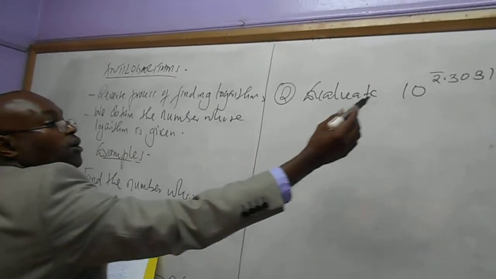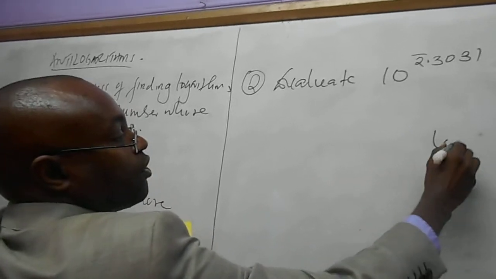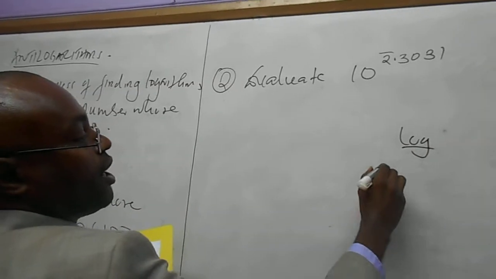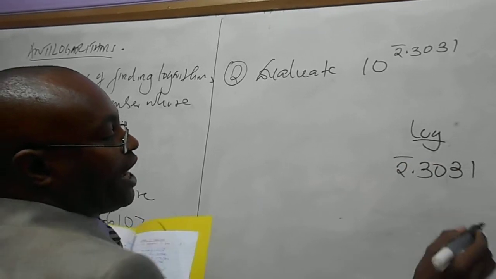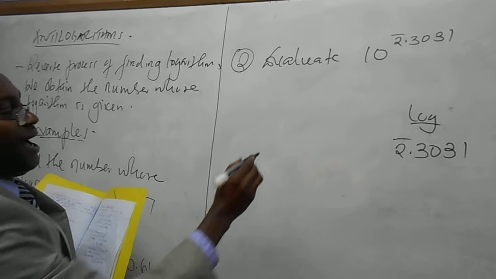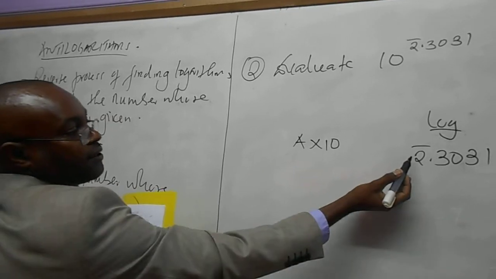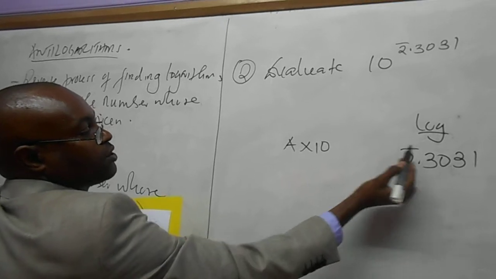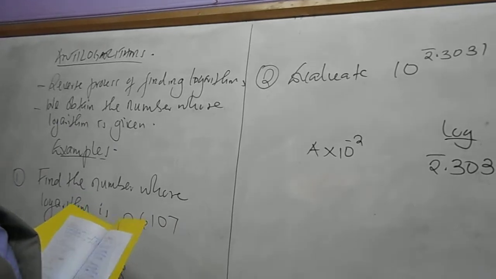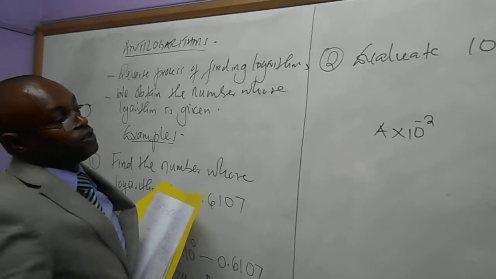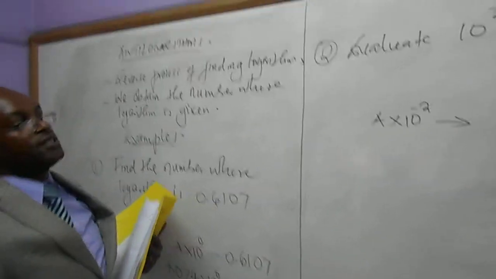We take the log, which is bar 2.3031. And we start reversing. A certain number A times 10 to power what? This is bar 2, so to power negative 2. So a certain number times 10 to power negative 2 gives us the log bar 2.3031.